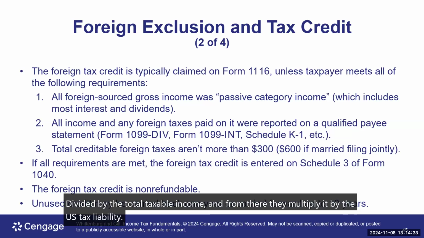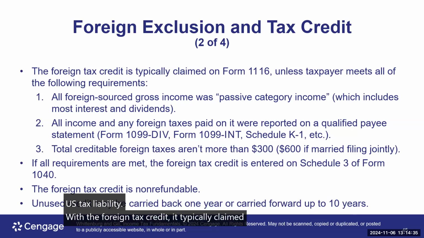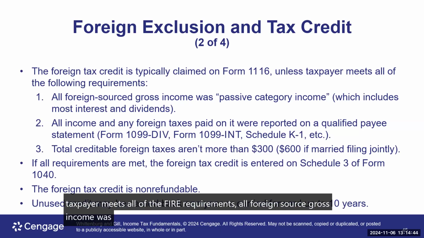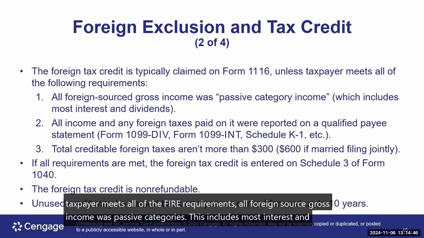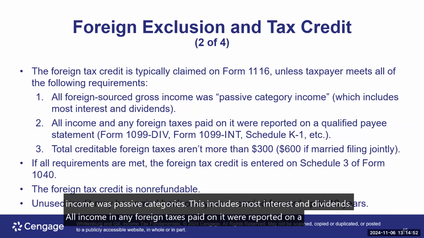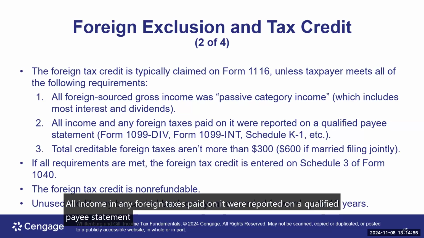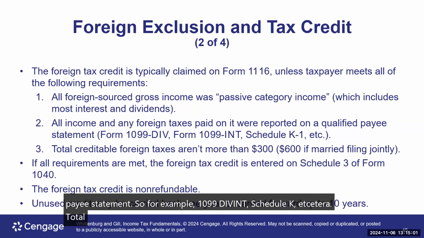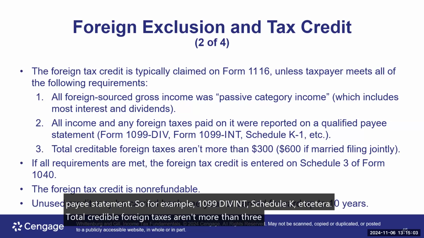With the foreign tax credit, it's typically claimed on Form 1116 unless the taxpayer meets all of the FIRE requirements. All foreign source gross income was in passive categories. This includes most interest and dividends. All income and any foreign taxes paid on it were reported on a qualified payee statement. So for example, 1099-DIV, INT, Schedule K-1, etc. Total creditable foreign taxes aren't more than $300.